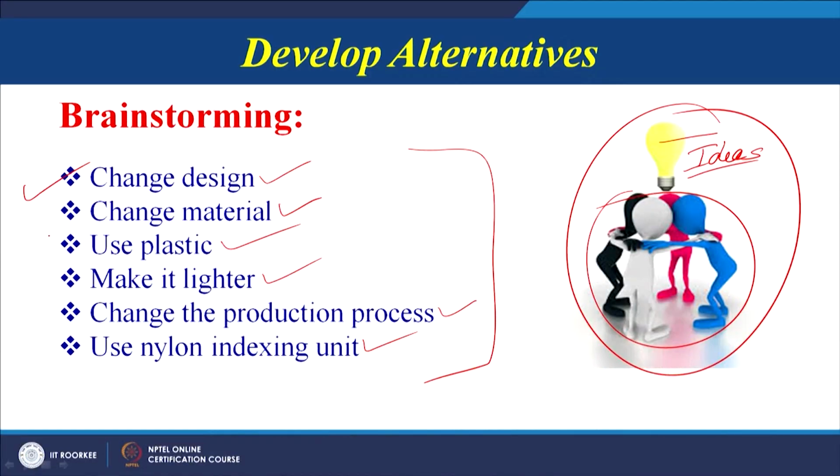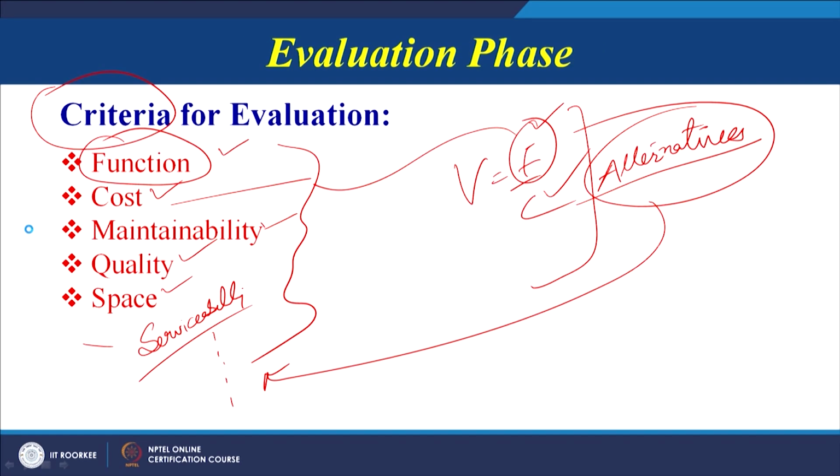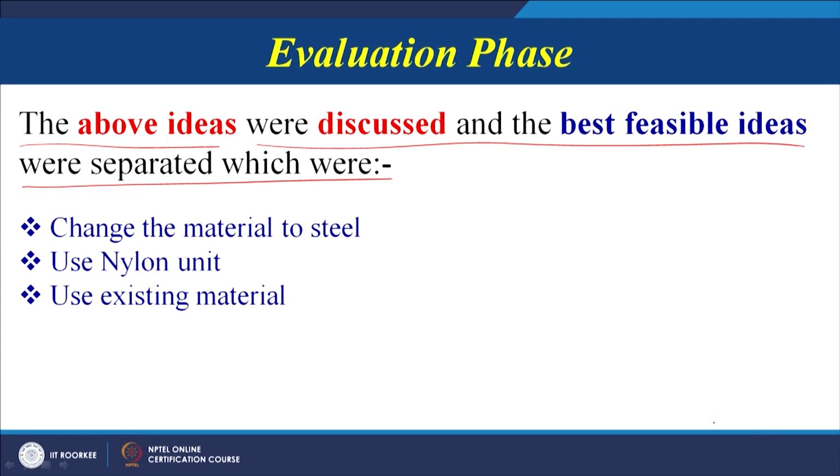Now, if we go back and see, after brainstorming we have all these ideas: change the design, change material, use plastic, make it lighter, change the production process, use the nylon indexing. All these ideas we evaluated on these criteria, and finally these are the shortlisted or finalized ideas.